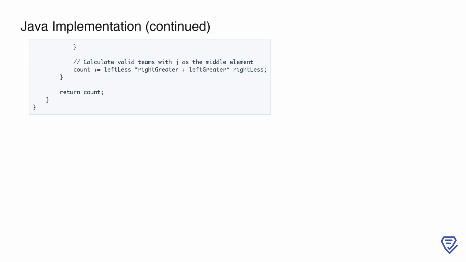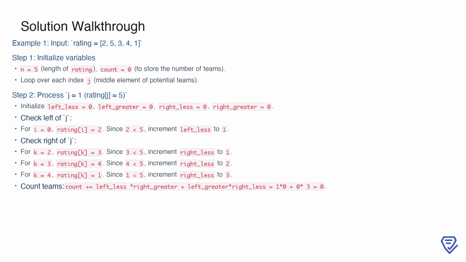To solve this problem, we start by analyzing the input array rating equals 2, 5, 3, 4, 1. First, we initialize two variables, n, which is the length of the array, and count, which will keep track of the total number of teams. Here, n is 5 and count starts at 0.